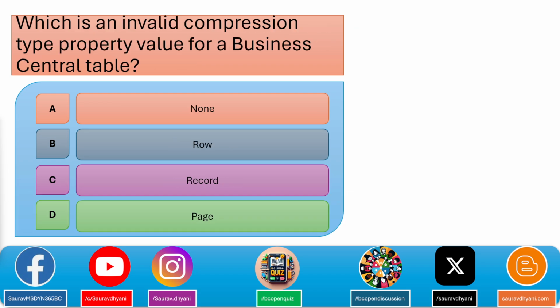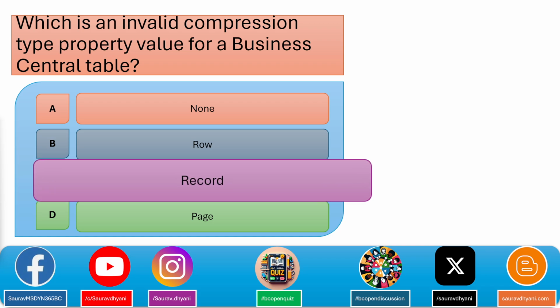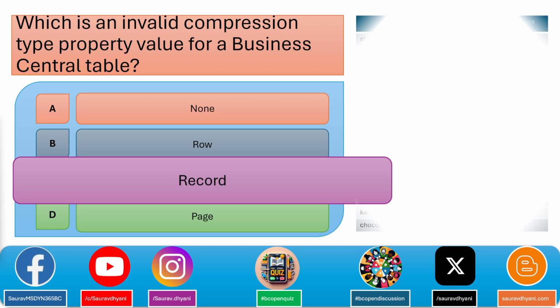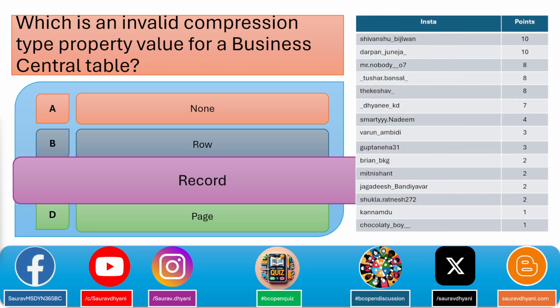Which is an invalid compression type property value for a Business Central table? I'm pretty sure you know that Business Central by default applies a compression. On an on-premise environment, you can define a compression property on your tables, and there are certain options. One of them is incorrect, and the incorrect option is record. Still, Shivanshu and Darpan are leading the board, whereas Mr. Nobody and Tushar and Keshav moved up in the queue, then Kapil and Dhyani KD.